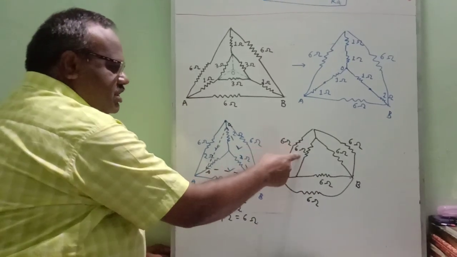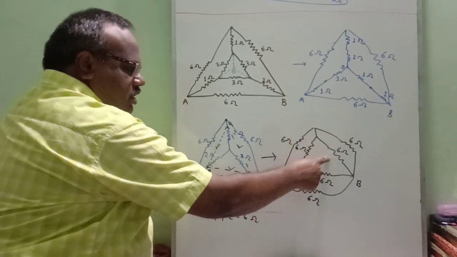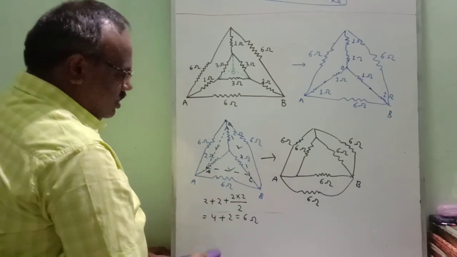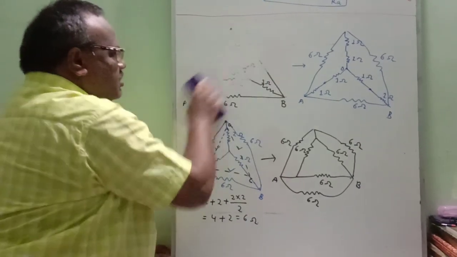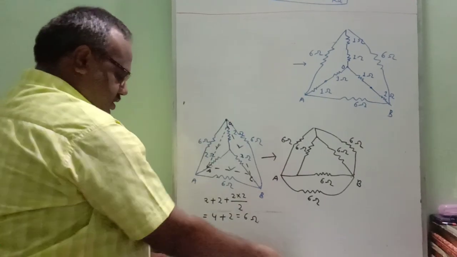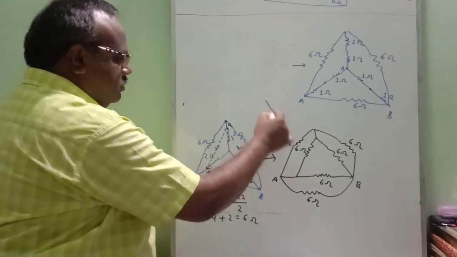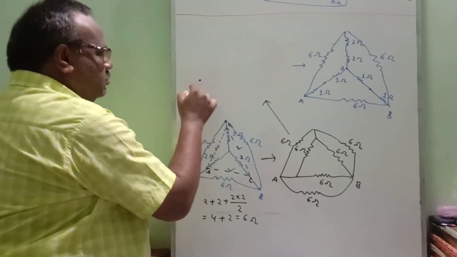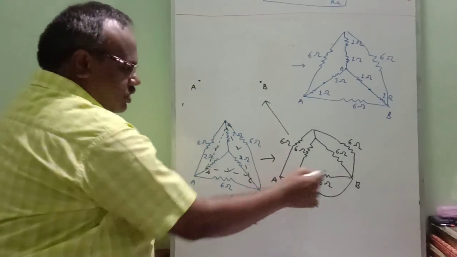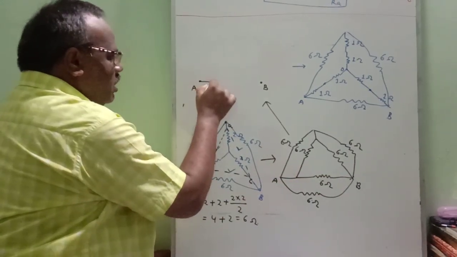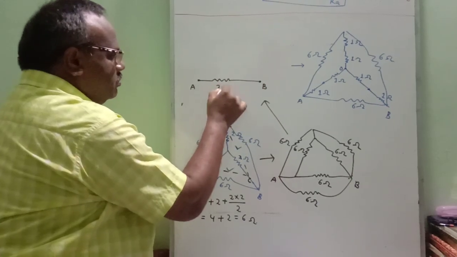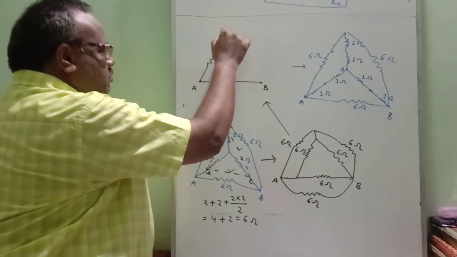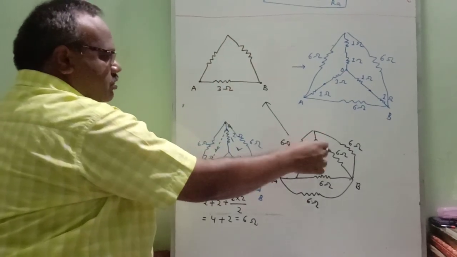So 6 and 6 parallel, that is 3. 6, 6 parallel 3, 6, 6 parallel 3. So if I redraw it, then it can be seen like this. After this, if you draw, then here it is A, this is B. In between these two, 6, 6 parallel, so it is 3. In between these two, 6, 6 parallel, so it will become 3. It also becomes 3.